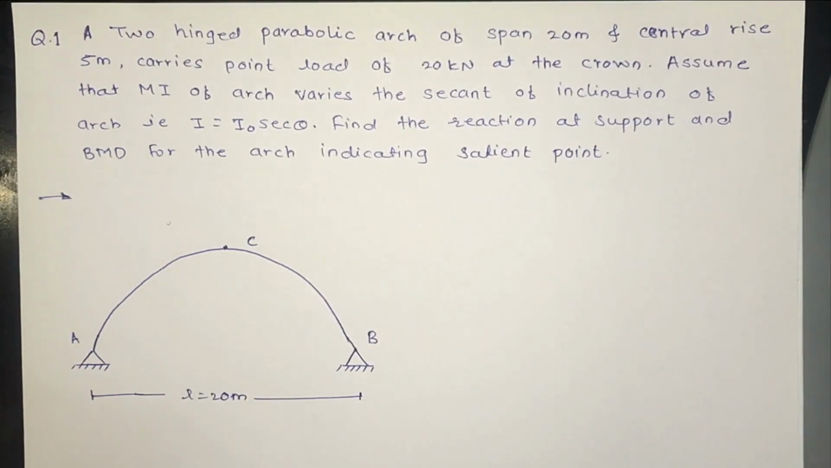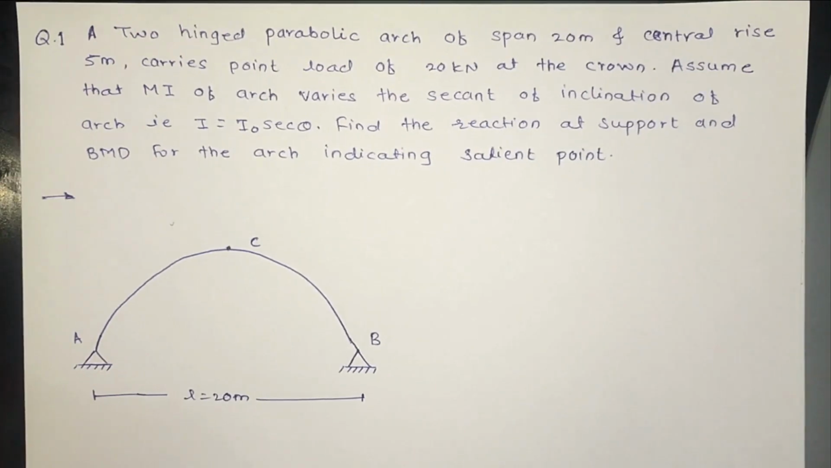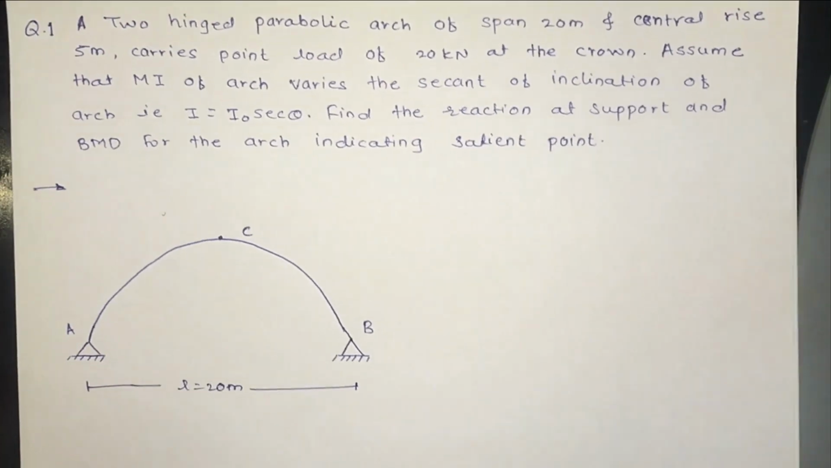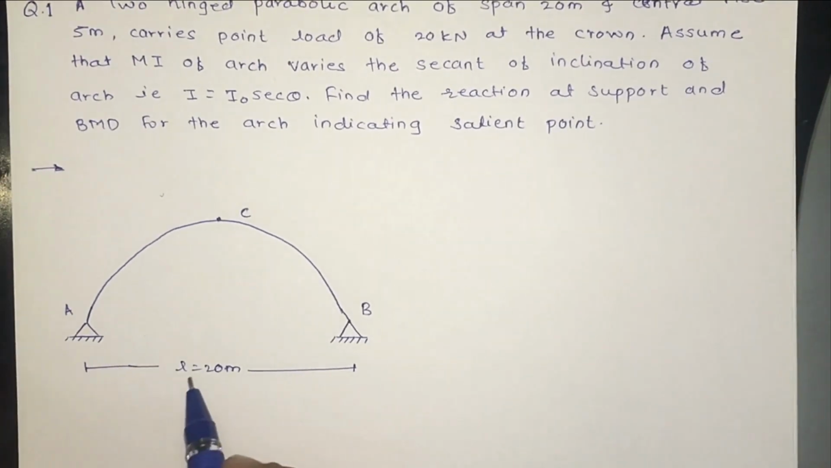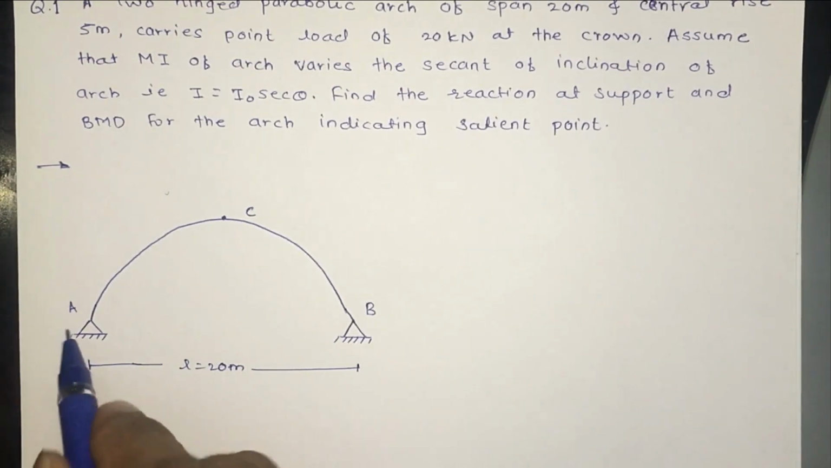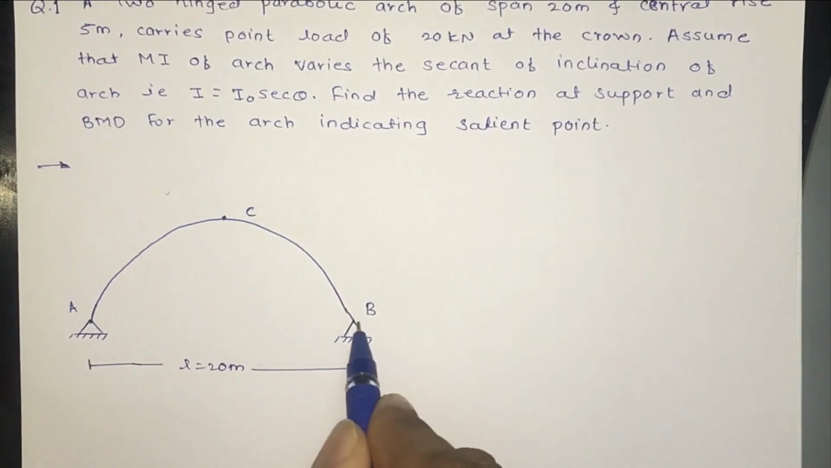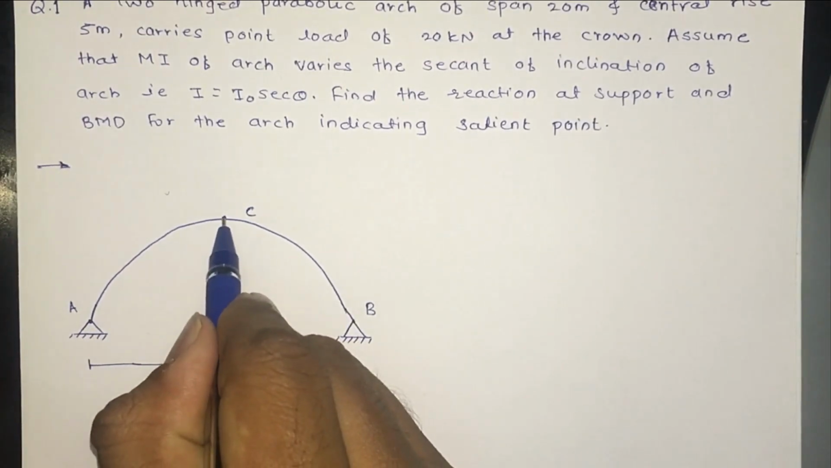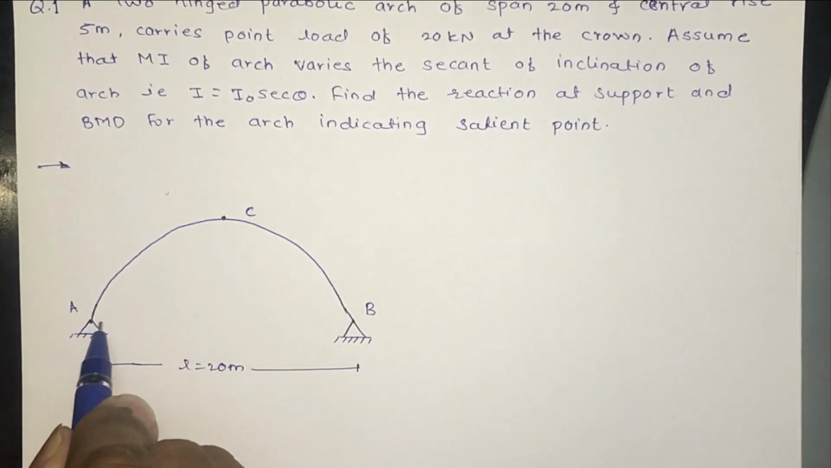Now first we draw a diagram, as the diagram of the problem is not given. So here I draw a two hinge parabolic arch. Here is point A, here is point B, and here is point C. C is the crown point.